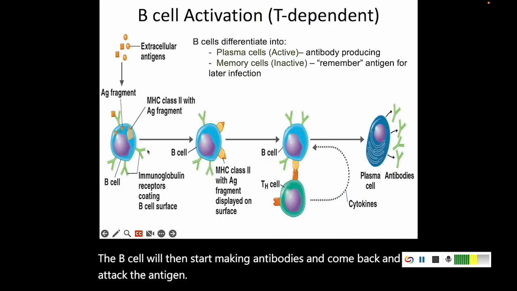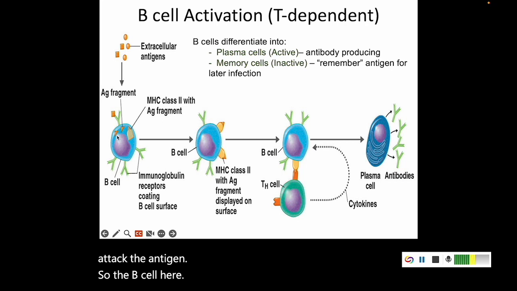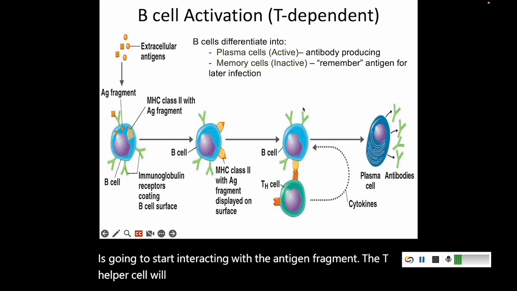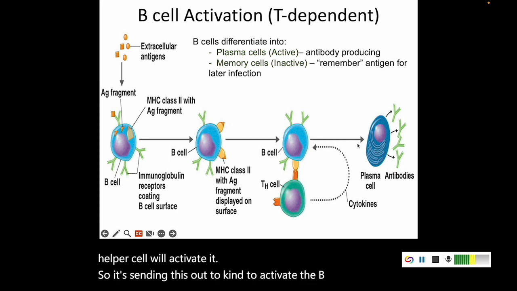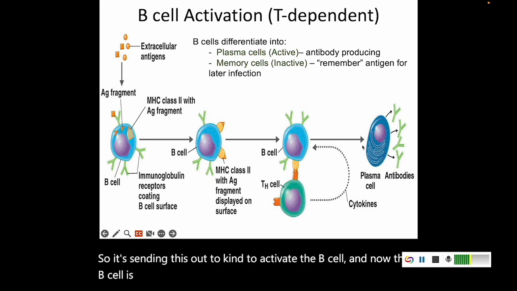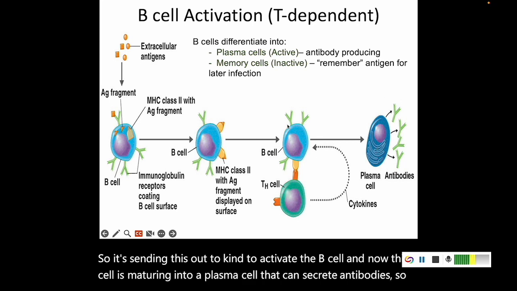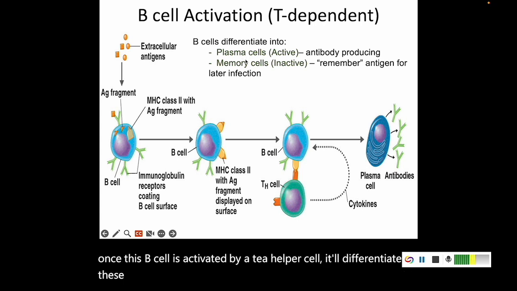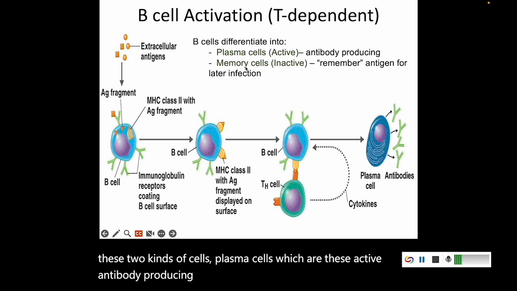So the B cell here is going to start interacting with the antigen fragment. The T helper cell will activate it. So it's sending the cytokines to activate the B cell. And now this B cell is maturing into a plasma cell that can secrete antibodies. So once this B cell is activated by a T helper cell, it'll differentiate into these two kinds of cells: plasma cells, which are these active antibody producing cells, and memory cells.